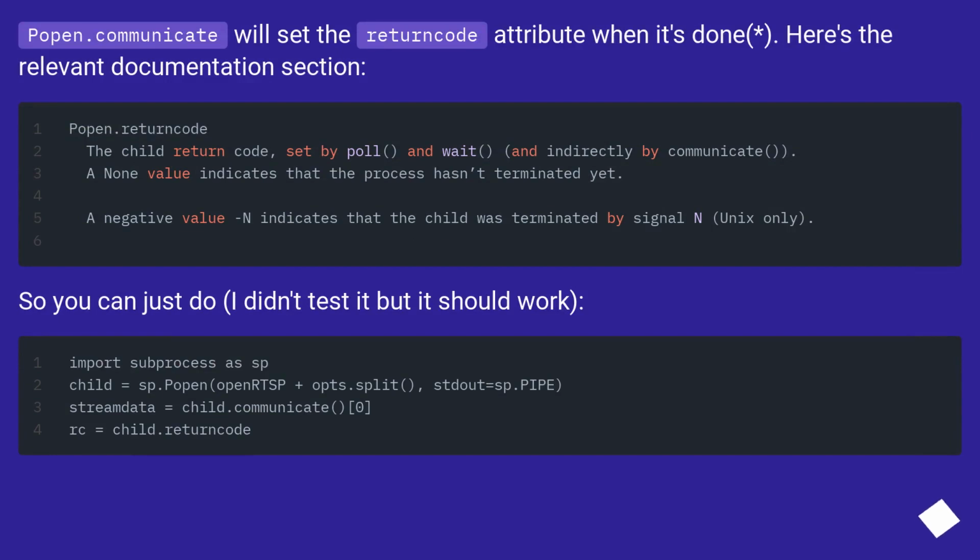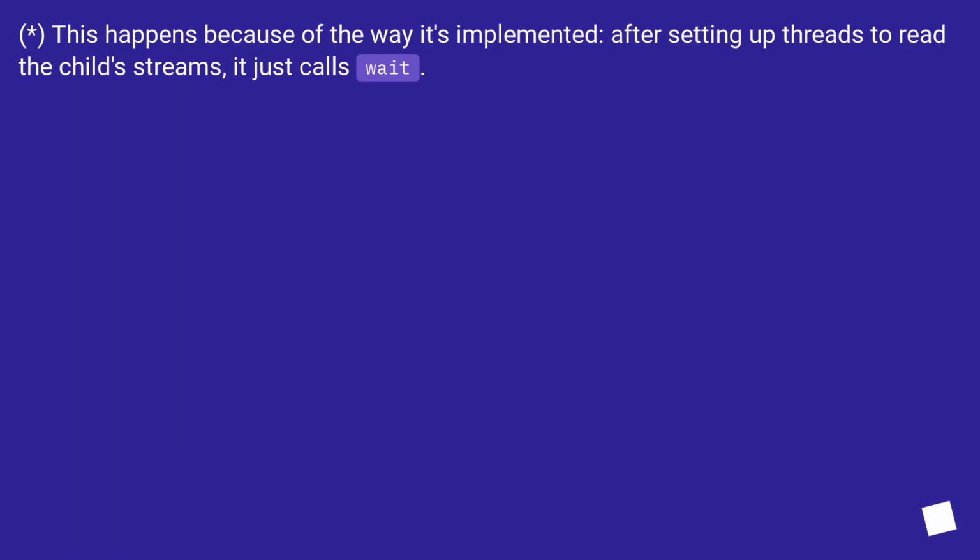Popen.communicate will set the returncode attribute when it's done. Here's the relevant documentation section. So you can just do this, I didn't test it but it should work. This happens because of the way it's implemented. After setting up threads to read the child streams, it just calls wait.